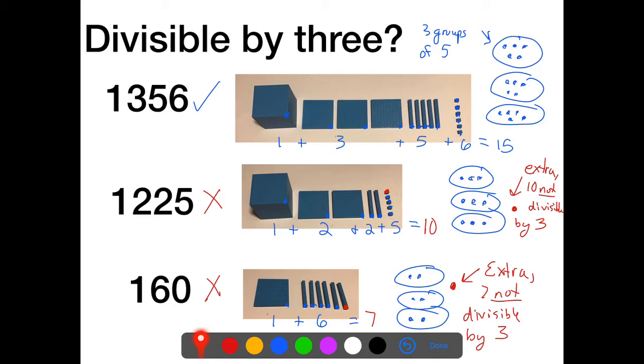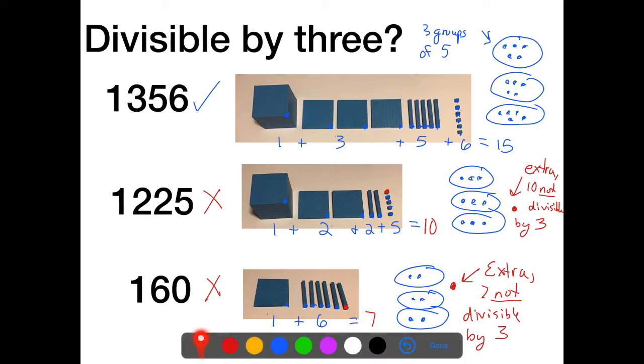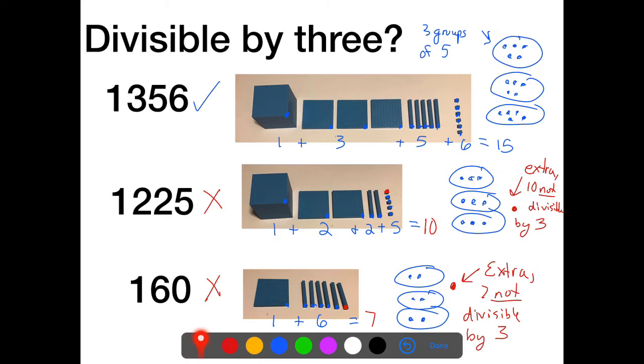160 is not divisible by 3 because 1 plus 6 is 7, which is not divisible by 3. 1 from the hundreds, 1 from each of the tens to give me a total of 7 leftovers. That's 3 equal groups of 2 with 1 left over, so it's not divisible by 3.